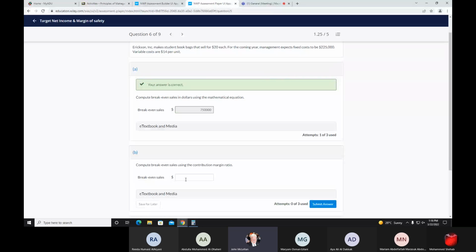Good. Go down. What is the contribution margin ratio? We need to, using the contribution margin ratio, so now we need to break even. Divided by 0.3, same thing.